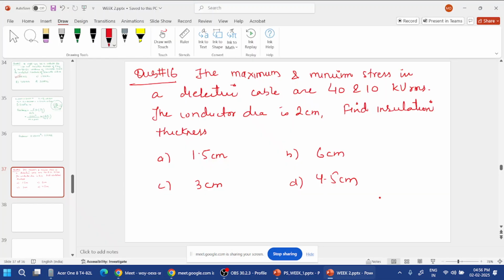So write the answer in the chat box. C. Okay, let me see what you have done. Anyone else? Then okay, so let me solve it.